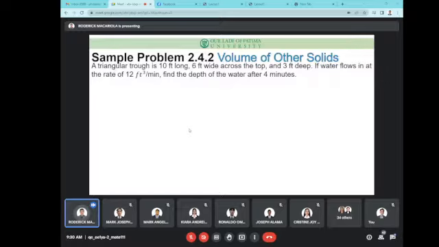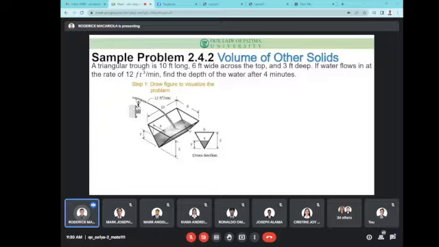So, una, ipakita muna natin yung figure. So, this is a trough. This is a triangular trough. Ano yung itsura niya? Parang yung mga painuman na ginagamit para magpainom ng mga pets. Ayan. So, now, alam natin na ganyan na yung itsura ng figure.